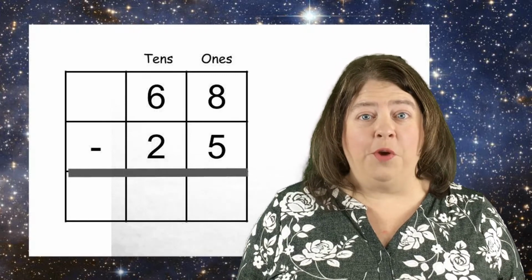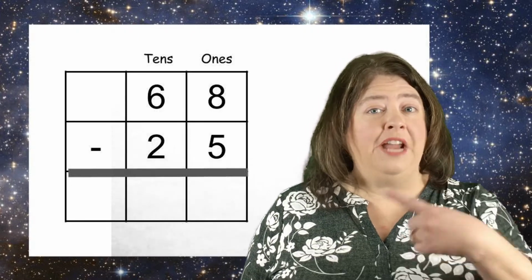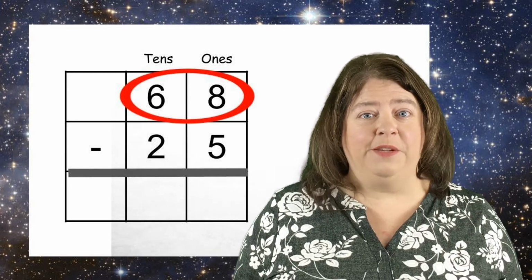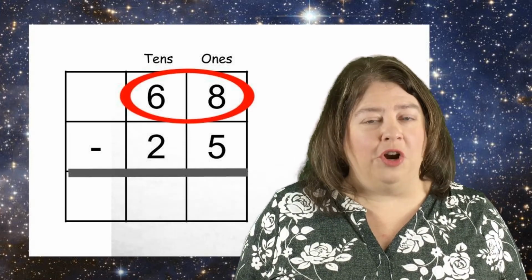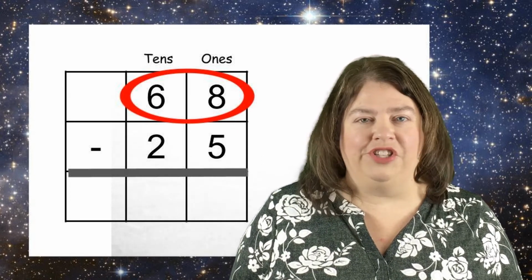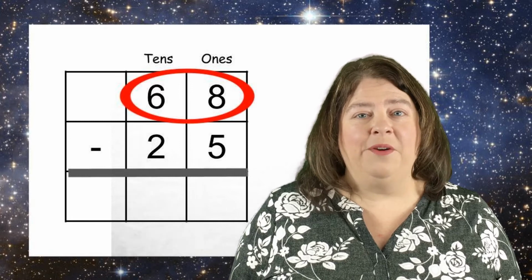If you're solving a word problem, make sure that you line your numbers up just like I did here. The next thing you need to make sure is that you have the largest number on the top. In this case, 68 is the largest number. That's why we put it on the top.